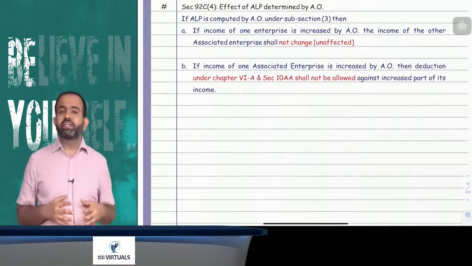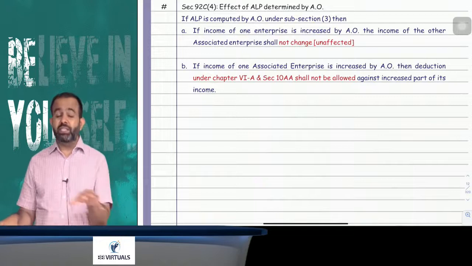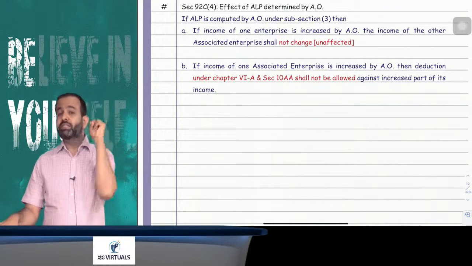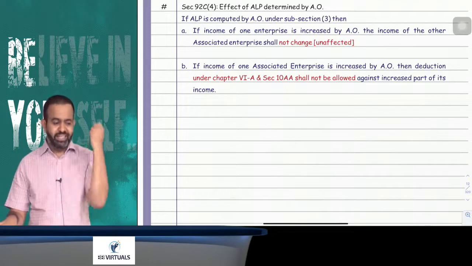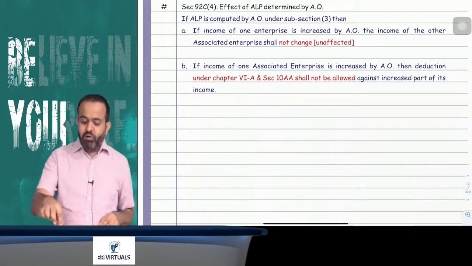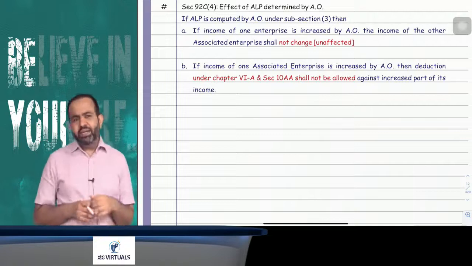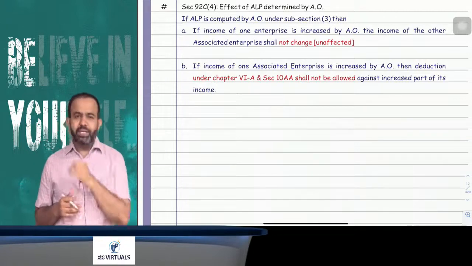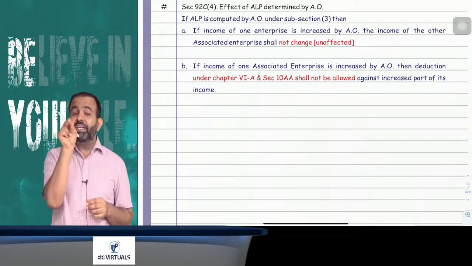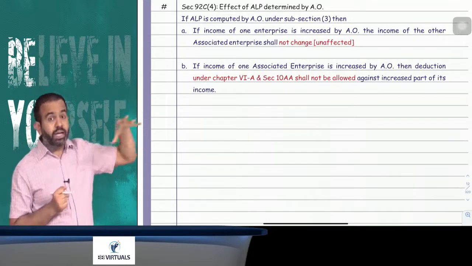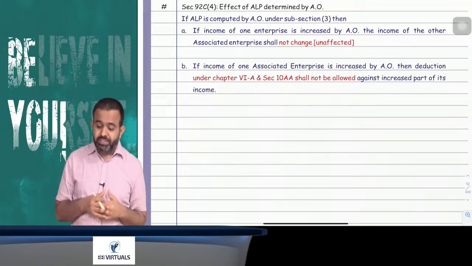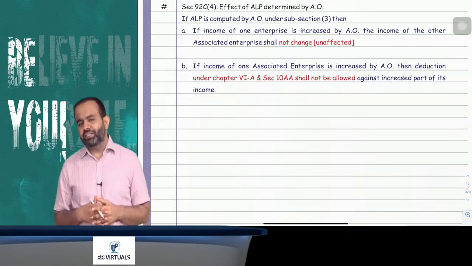Now the next section is 92C subsection 4, which says that suppose your assessing officer determines your arm's length price, then what will be the effect of that? This is a very interesting part, so everyone pay attention. The first effect is that whenever the assessing officer determines your arm's length price and increases your income, then against the increased part of that income, you cannot claim any deduction under Chapter 6A or deduction under section 10AA.